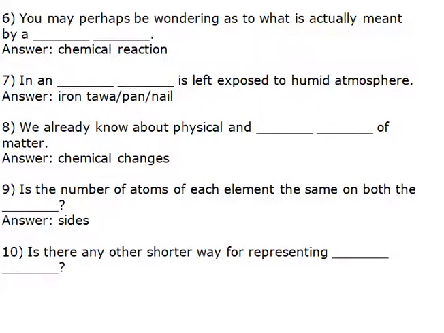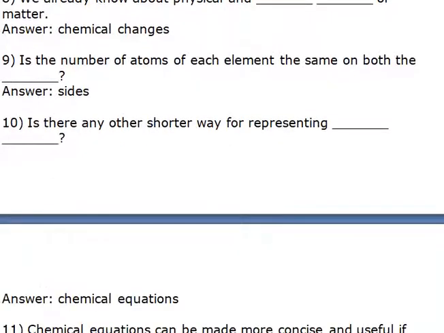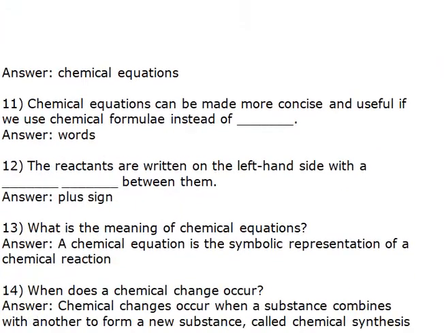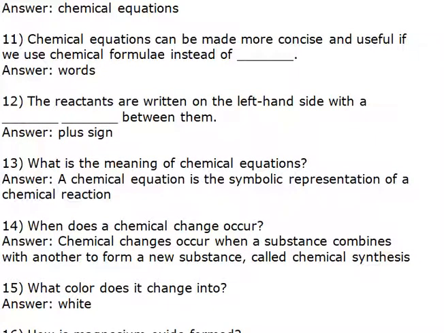Question number 9. Is the number of atoms of each element the same on both the sides? Question number 10. Is there any other shorter way for representing chemical equations? Answer is chemical equations. Question number 11. Chemical equations can be made more concise and useful if we use chemical formulas instead of words. Answer is words.